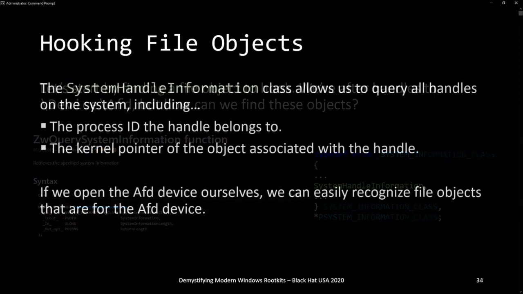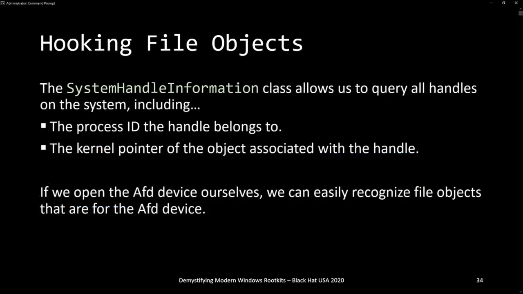Now, one of the classes you can request is the System Handle Information class, which will allow you to query all handles on a system, including the process ID behind that handle and the kernel pointer for the object that handle points to. Now, if we open the AFD device ourselves before scanning for these file objects, we can easily determine if a file object is for the AFD device by comparing the device object member of the file object with the AFD device we already retrieved.